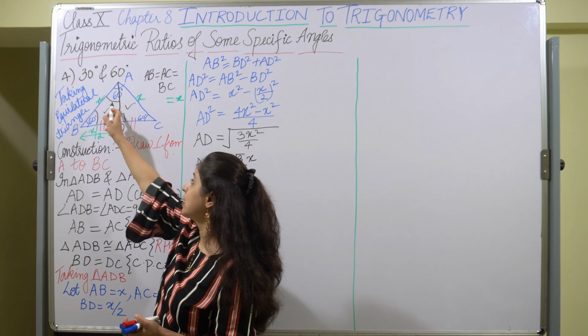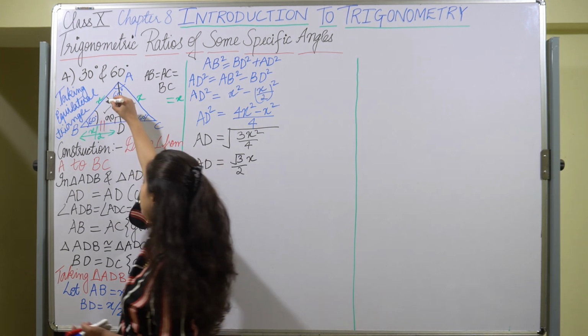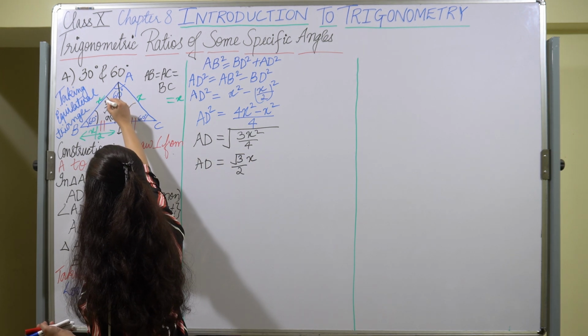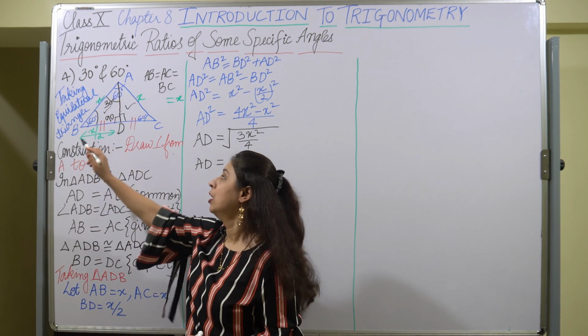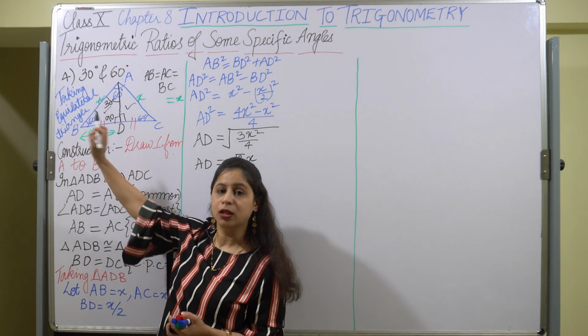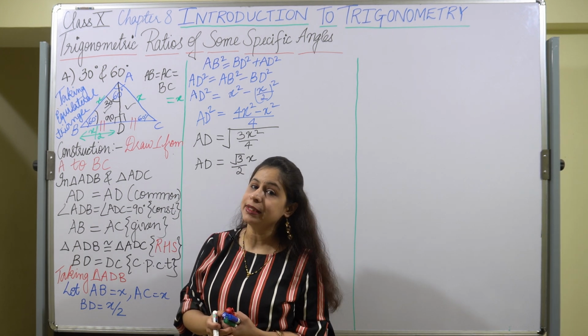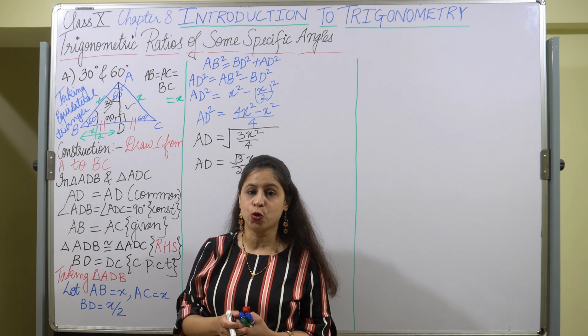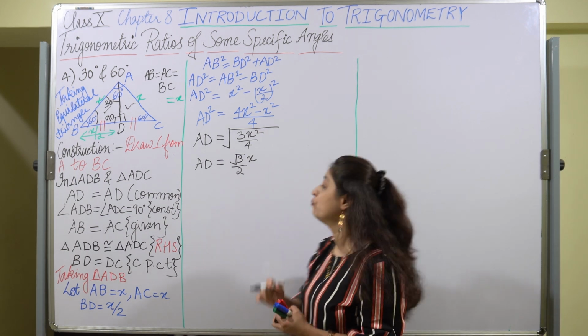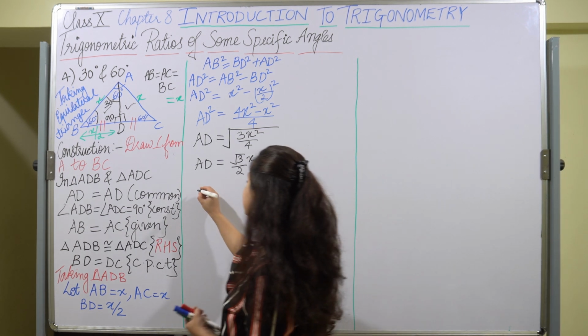So whenever we consider this angle in our trigonometric ratios, we will be getting the ratios for 30 degrees. Whenever we consider this angle, then we will be getting our trigonometric ratios for 60 degrees. So let us start finding out the trigonometric ratios firstly for 60 degrees.